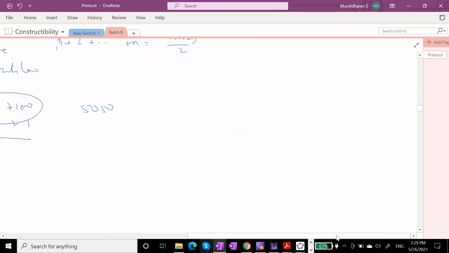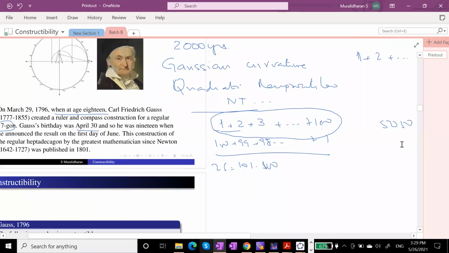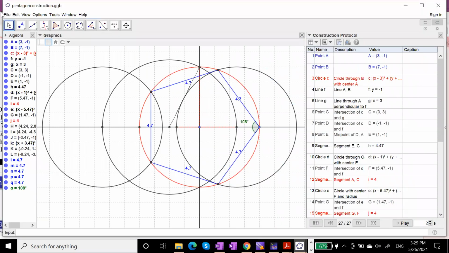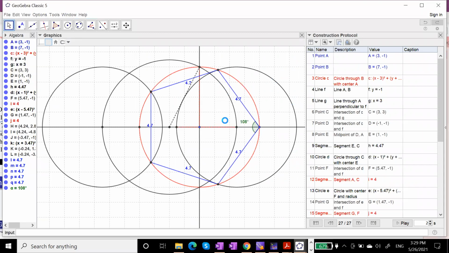He was so much pleased with this that there's a statue for him in Germany, and the pedestal is in the form of a regular 17-gon. Of course, the regular 17-gon will not be distinguishable from a circle in any way, because suppose I just draw this regular 17-gon, let me draw one and then show you. It won't be distinguishable from a circle at all. Okay, let me show that.